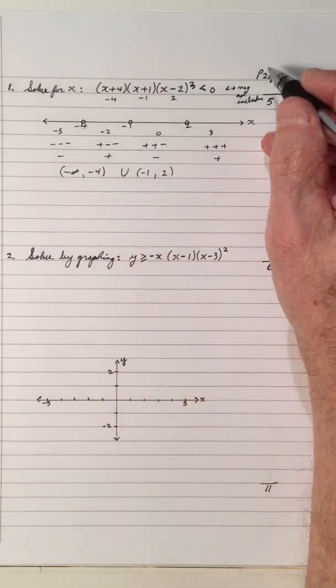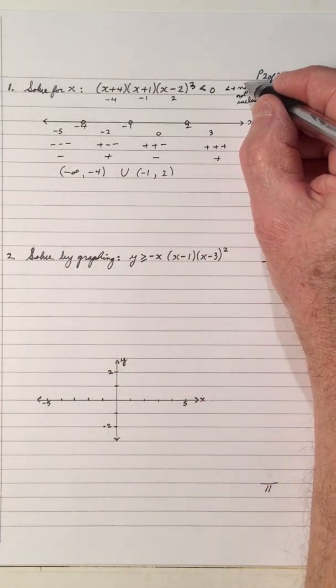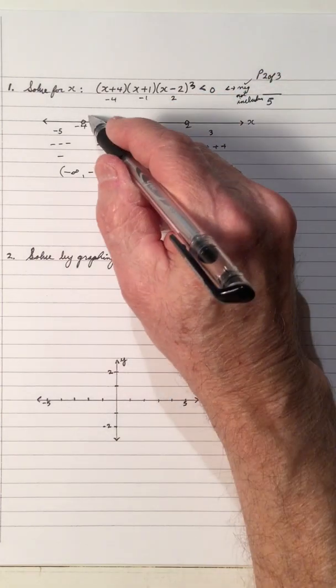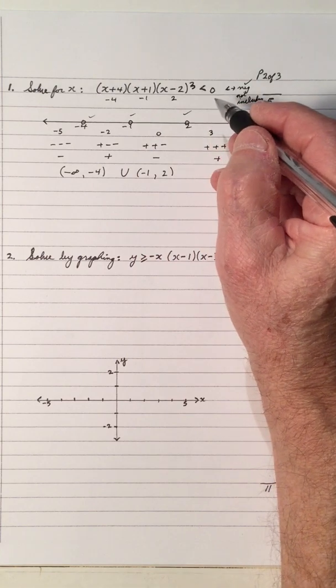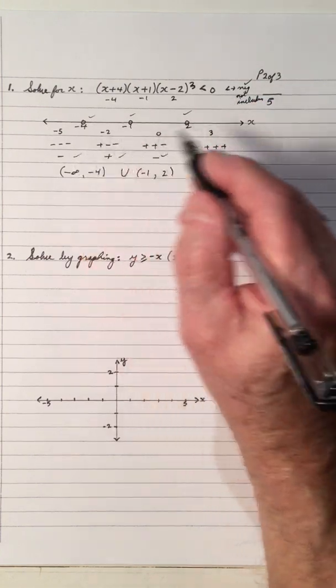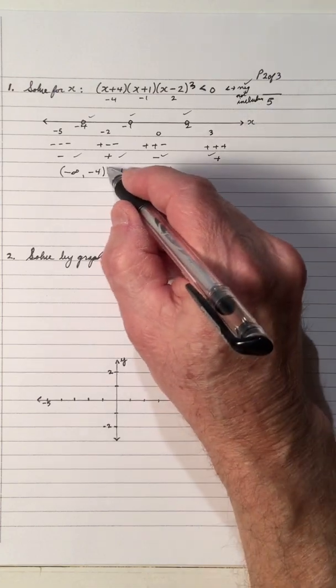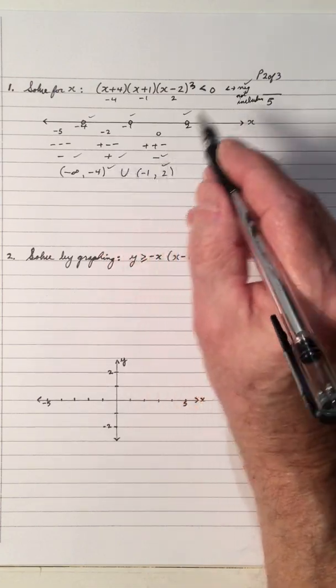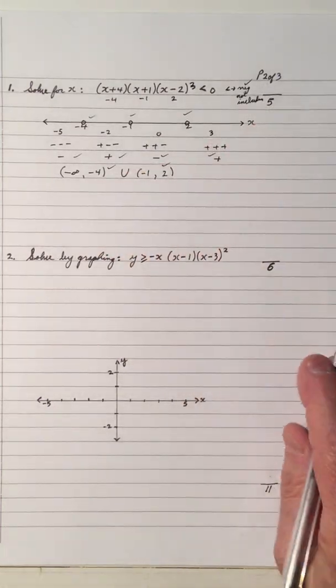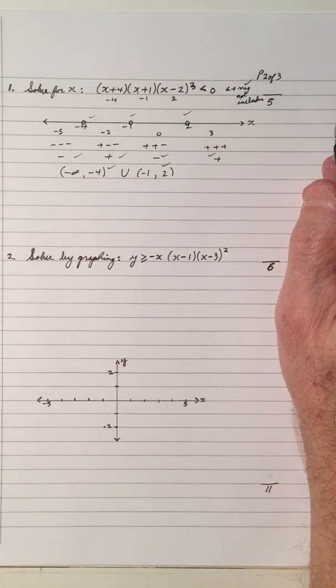So the 5 marks are distributed. If you say picked up the negative because it's less than, you get a mark. If you picked up the 3 intercepts, you get a mark. If you picked up these pluses and minuses like I did, you get a mark. And if you got each of these answers, it's a mark each, so 5 marks. So if you have the correct answers, give yourself 5 marks. If you don't, you can give yourself part marks.